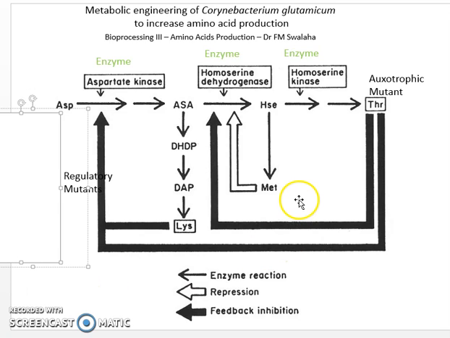There are two other mechanisms shown for feedback inhibition. One is the repression of homoserine dehydrogenase by methionine, which represses the gene for homoserine dehydrogenase, whereas lysine represses the enzyme aspartate kinase, and threonine represses the enzyme aspartate kinase. Threonine also feedback inhibits homoserine dehydrogenase as well.